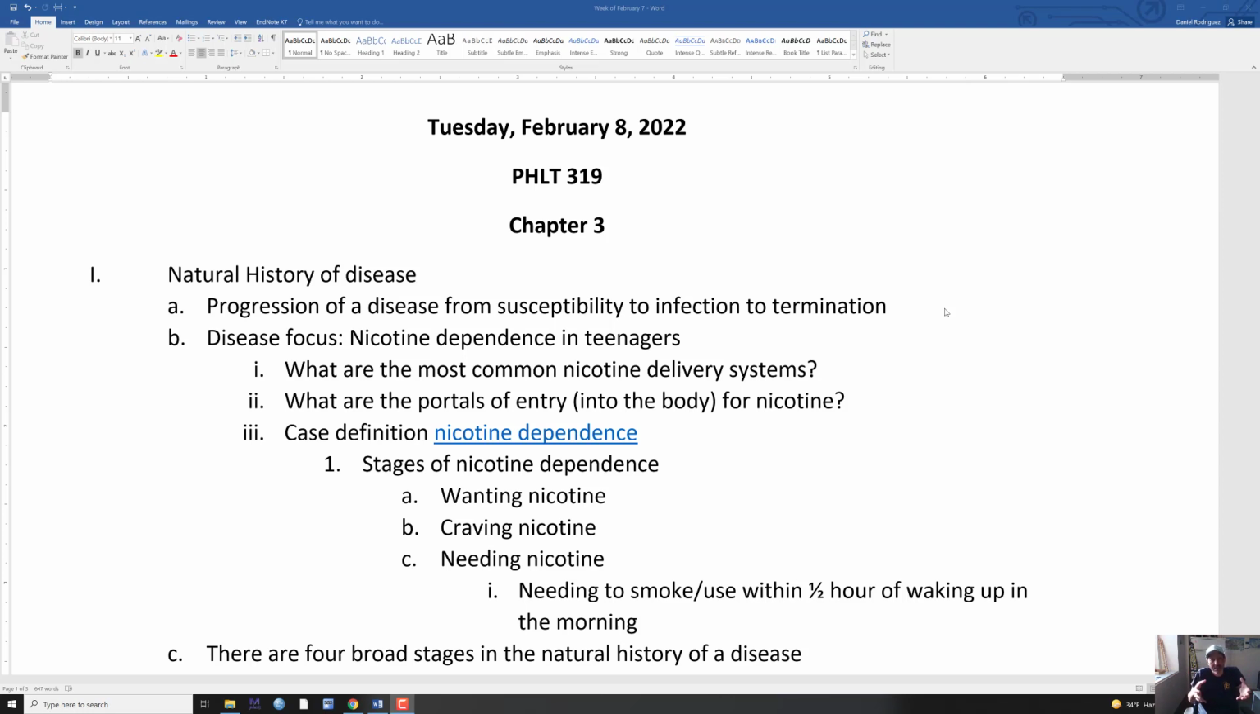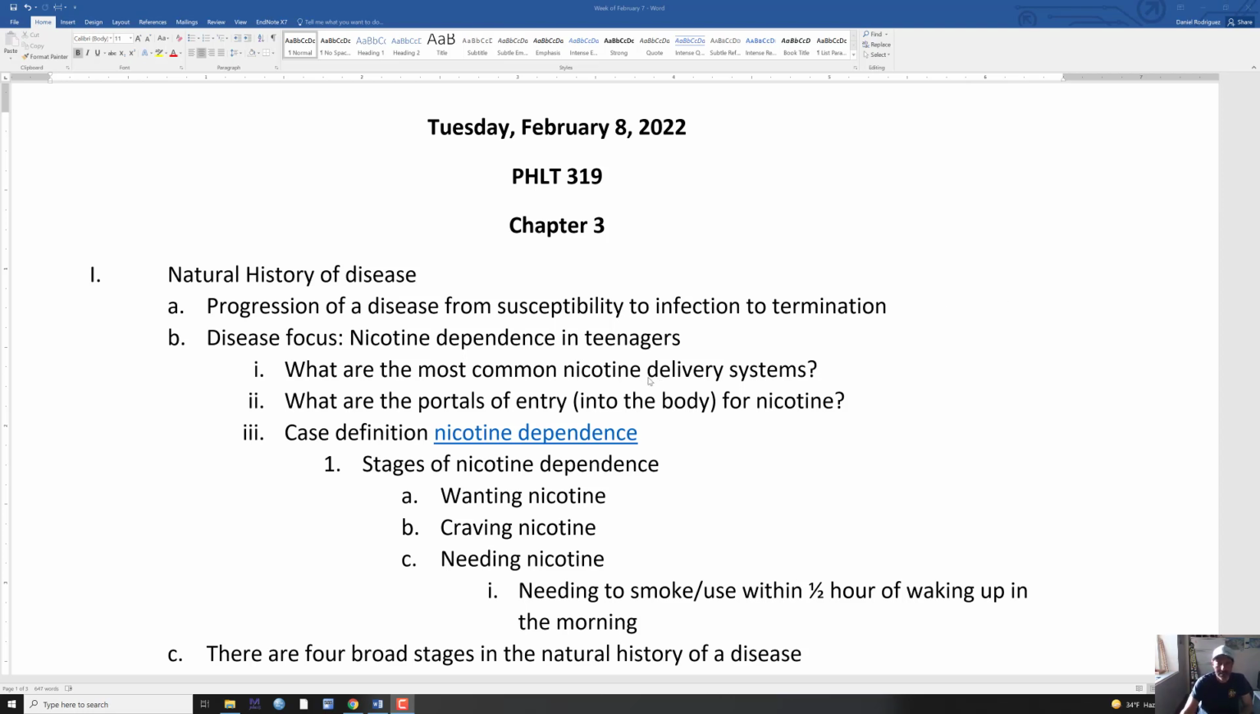So when we have these diseases that require a great deal of time to manifest, a better way to look at it is to look at a subsystem of that disease, like say in this case, nicotine dependence. So nicotine dependence itself is a disease. So we're going to focus on that here.